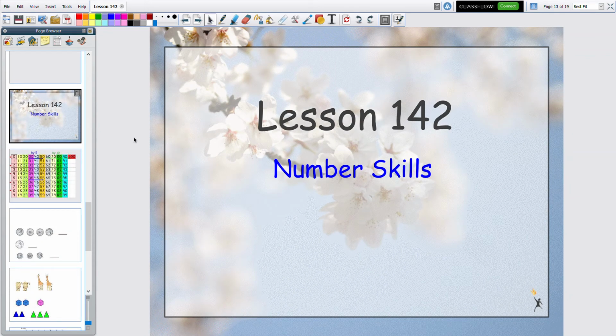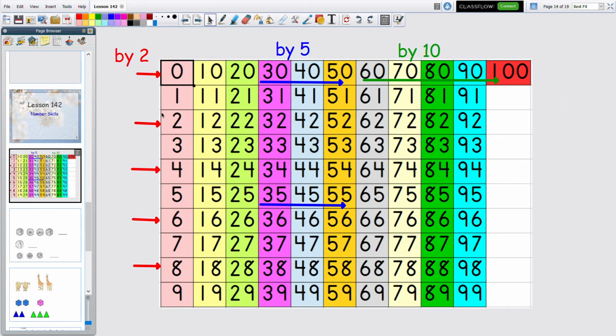This is lesson 142, number skills. Today we're going to do something a little bit different. We're going to start out counting by twos, and then we're going to switch to counting by fives, and then count by tens. This is something we haven't done before. Okay, get ready. Do this with me, okay? Remember, we always start at 0, but we don't have to say 0 when we're counting.